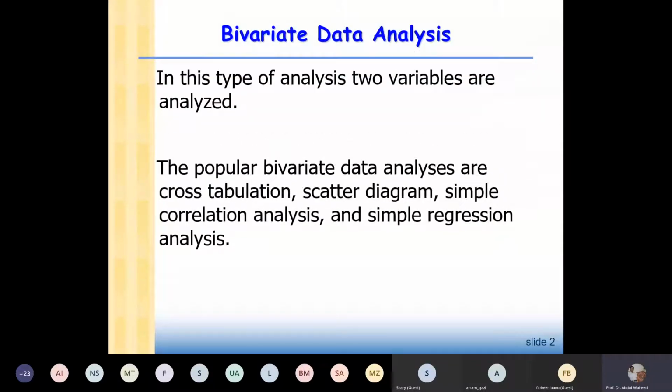Okay, so we will discuss bivariate data analysis. Bivariate means we have to take two variables and do some analysis. The popular bivariate data analyses are cross tabulation, scatter diagram, simple correlation analysis, and simple regression analysis.